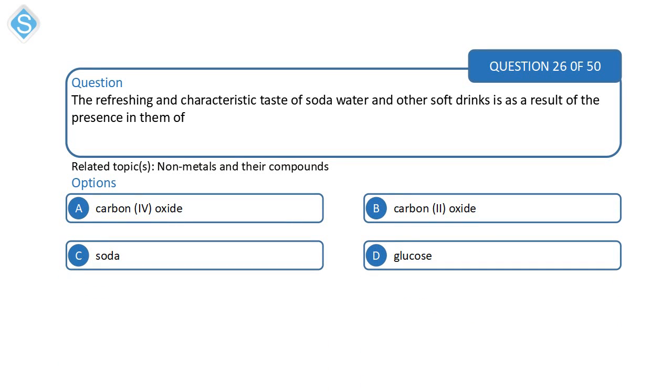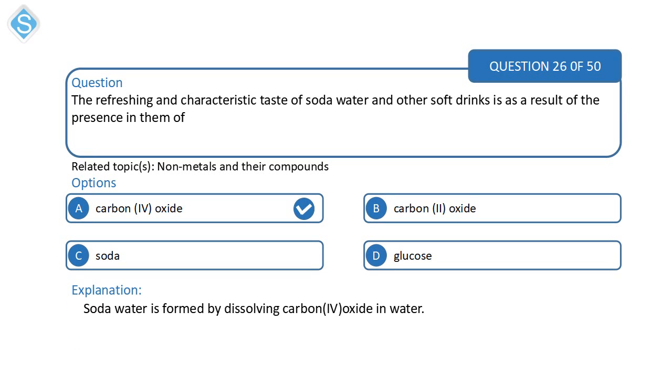The refreshing and characteristic taste of soda water and other soft drinks is as a result of the presence in them of carbon(IV) oxide. Soda water is produced by dissolving carbon(IV) oxide in water.